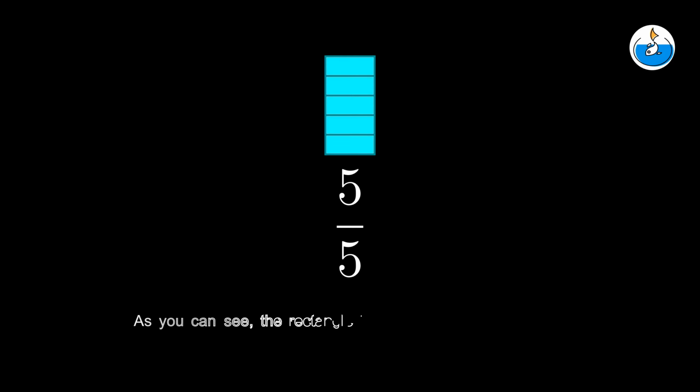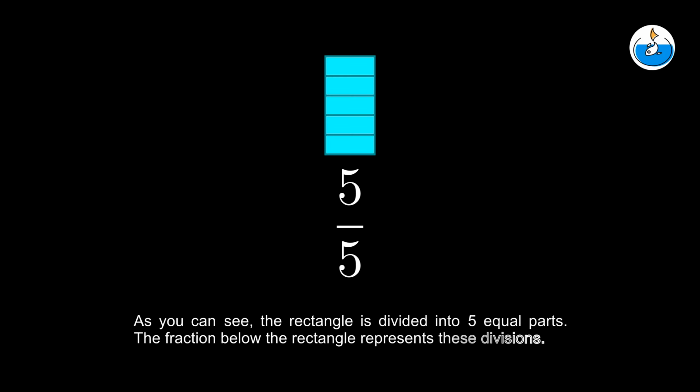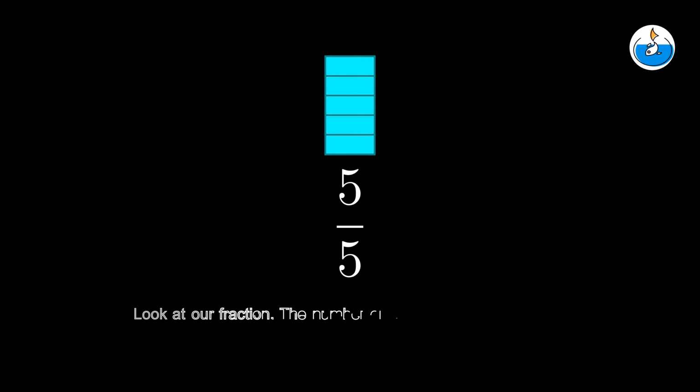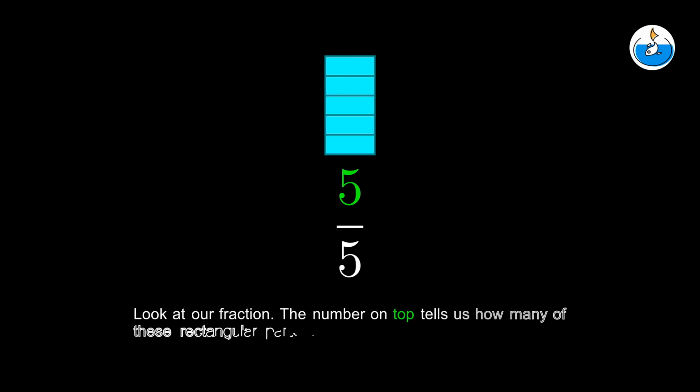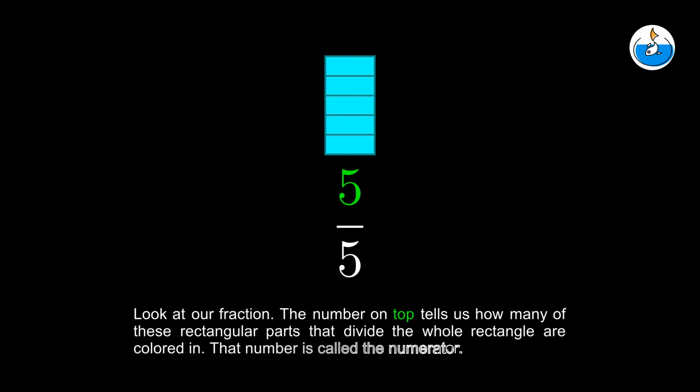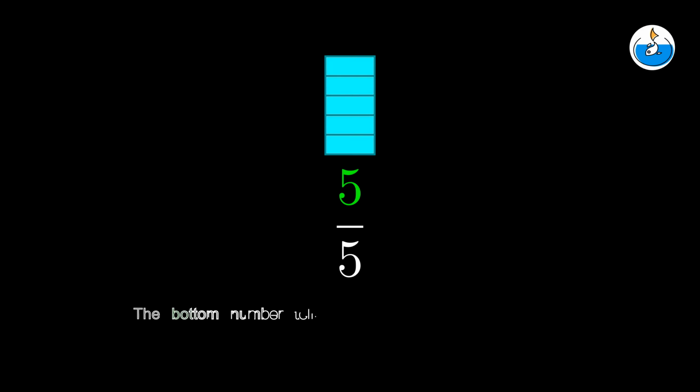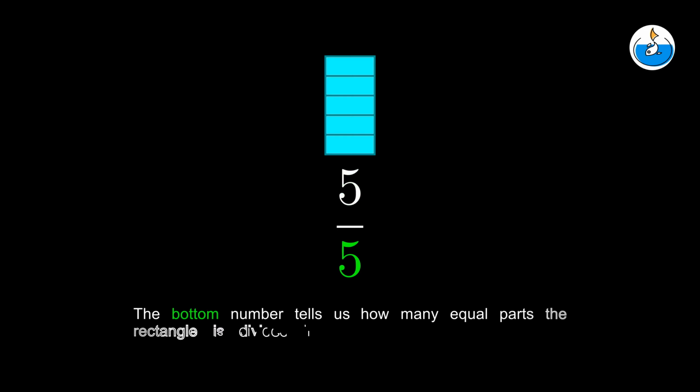As you can see, the rectangle is divided into 5 equal parts. The fraction below the rectangle represents these divisions. Look at our fraction. The number on top tells us how many of these rectangular parts that divide the whole rectangle are colored in. That number is called the numerator. The bottom number tells us how many equal parts the rectangle is divided into. That number is called the denominator.